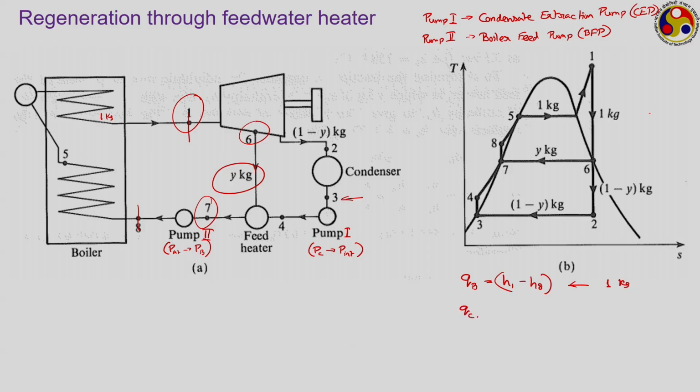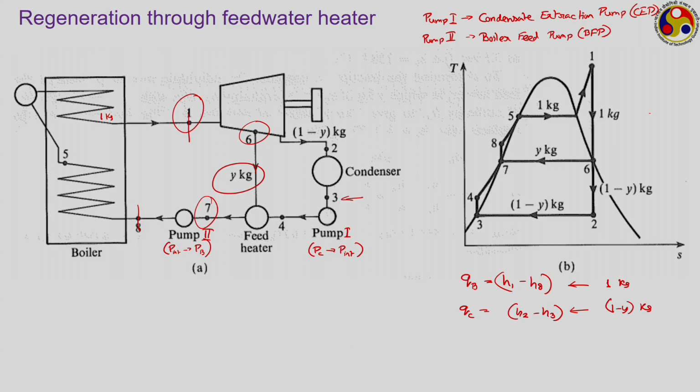In the condenser, the change in enthalpy is H2 minus H3, but look, the condenser is not operating on the entire mass, rather it is operating only on 1 minus y fraction. So, though the change in enthalpy of the working medium is H2 minus H3, it is operating on 1 minus y kg of condensate per unit mass of the working medium, and so while calculating the total heat load of the condenser or heat rejected in the condenser, we have to take into account this 1 minus y fraction.